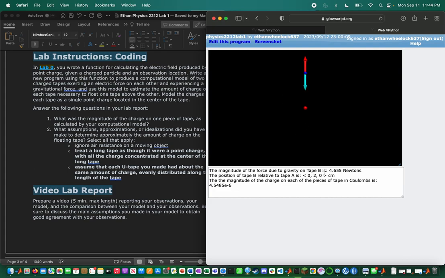The magnitude of the force of gravity is 4.655 newtons. The position of tape B relative to tape A is 2 centimeters in the y direction. The magnitude of the charge on each piece of tape in coulombs is 4.5485 times 10 to the negative 6, which is the exact same as I had earlier. This blue arrow here represents the force of gravity, and the red arrow represents the electric force from tape A.